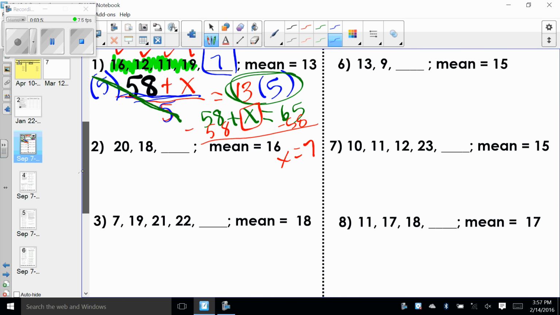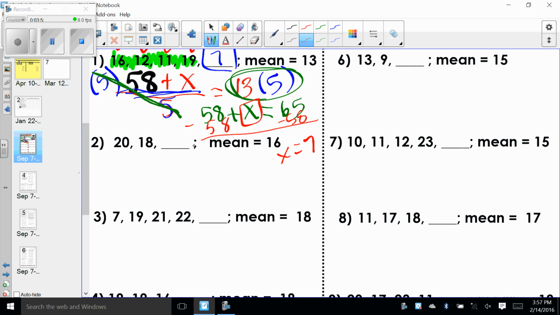All right, let's try another one. Example number 2 here. I know there's not a ton of room in these boxes. Example number 2, here's our unknown. It's going to be an X. So what we do to calculate the mean is we add all of these up.